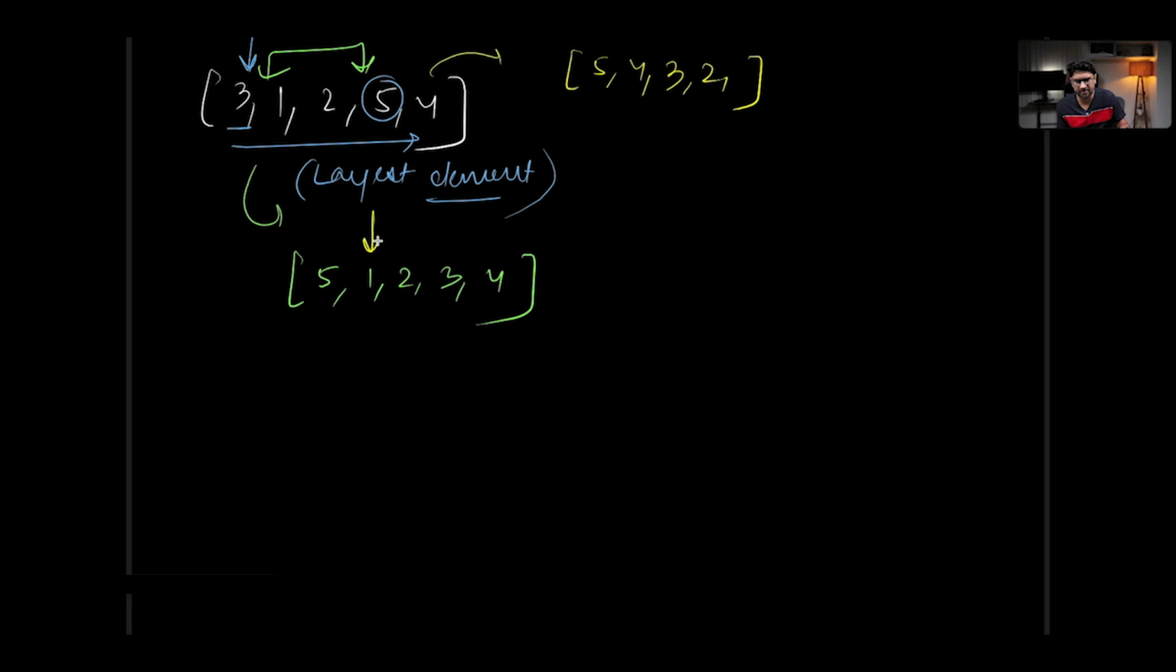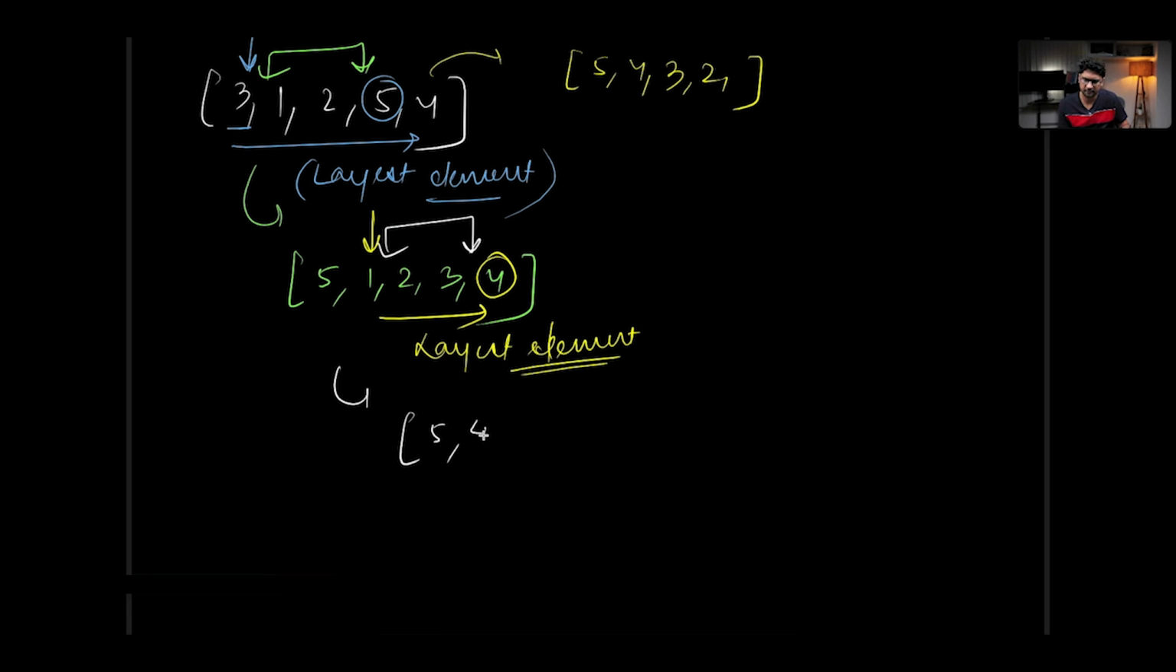Now I'm standing here. From this point, I have to find the largest. Which is the largest? This fourth is the largest. So I'll swap 1 and the fourth. So this becomes 5, 4, 2, 3, and 1.